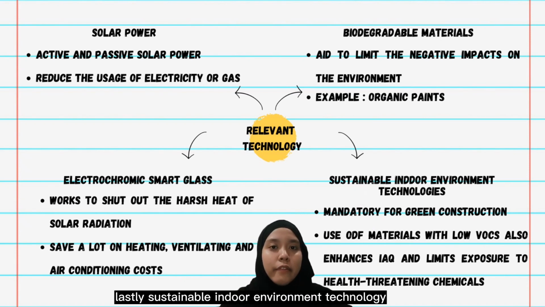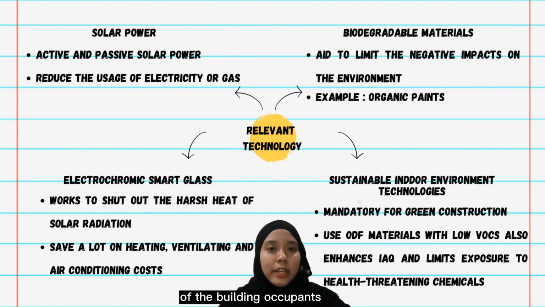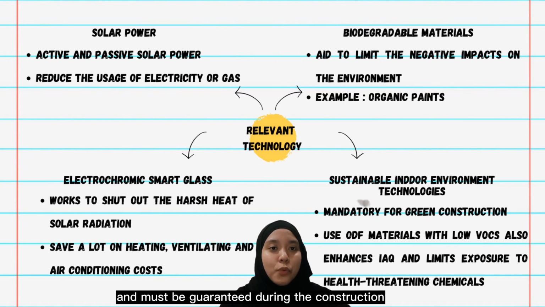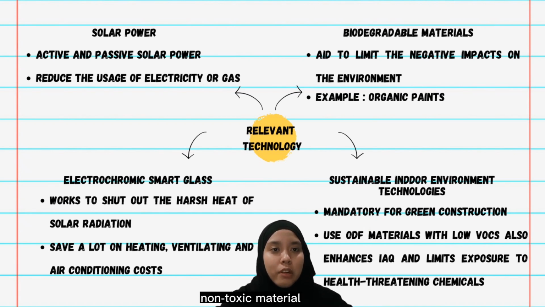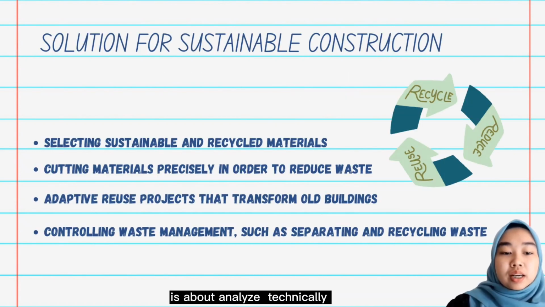Lastly, sustainable indoor environment technology. The health and safety of the building occupants are fundamental and must be guaranteed during the construction of any building or home. As such, sustainable indoor technologies are mandatory in green construction. The materials used have to ensure green safety standards, which include hazard-free elements, non-toxic materials, low volatile emission, and moisture resistance. For instance, materials from coal, wood, and bamboo are natural sources that do not have any toxic, irritating, or carcinogenic elements. In this part, we analyze technically the solutions for sustainable construction.